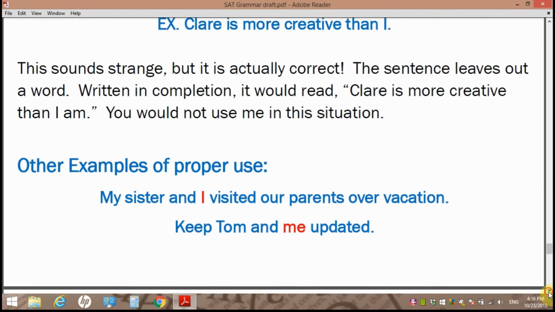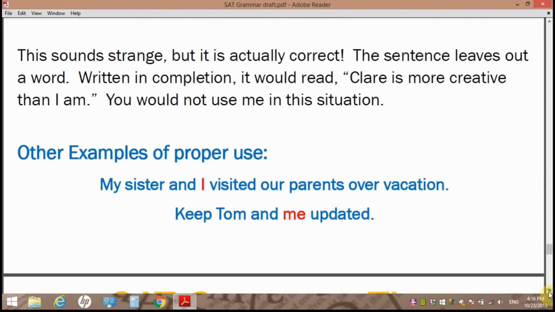Here are some other examples of the proper use of I and me. My sister and I visited our parents over vacation, not my sister and me. Keep Tom and me updated, not Tom and I. Again, if you take out the other person, you would not say keep I updated, you would say keep me updated.